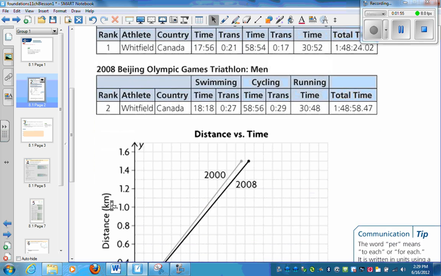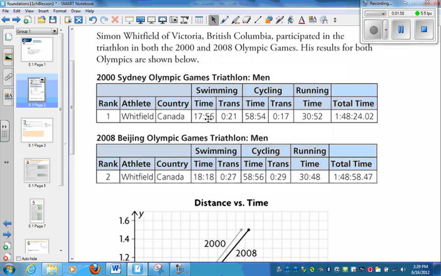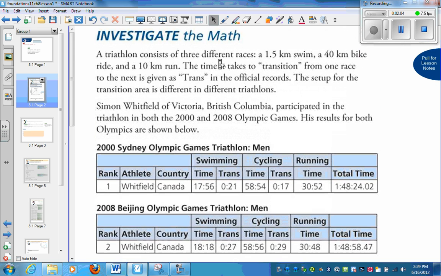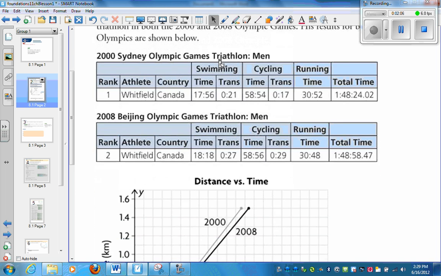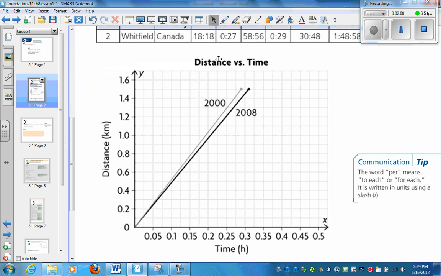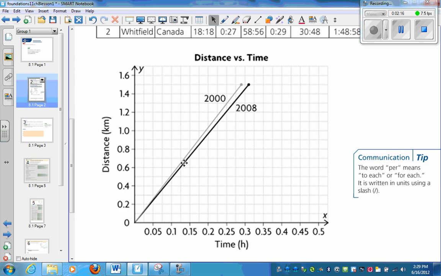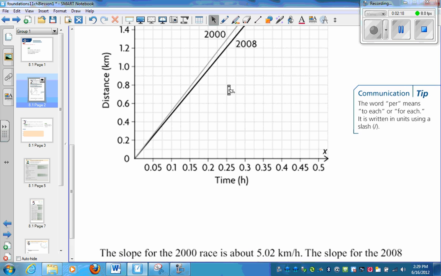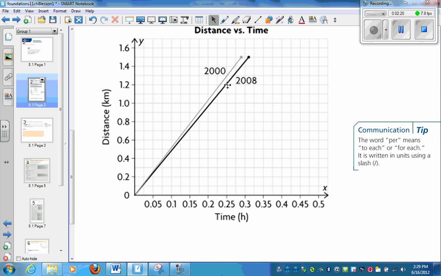Okay, so we can tell by that rate, this is his time. So it was his time for his distance. The distance of his swim was 1.5. So another way that we could look at this is we could graph it, distance versus time. So how long it took him to do a 1.5 versus time. And you can see that the slope of his first one is steeper than the slope of his second one. So this is one way to compare rates.